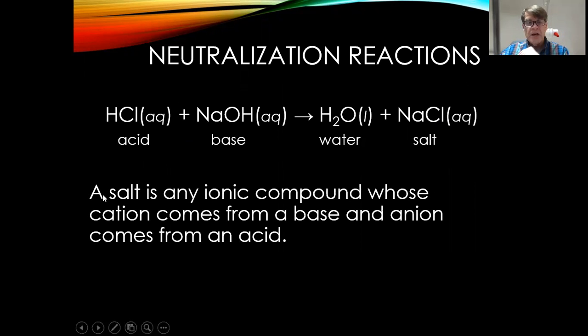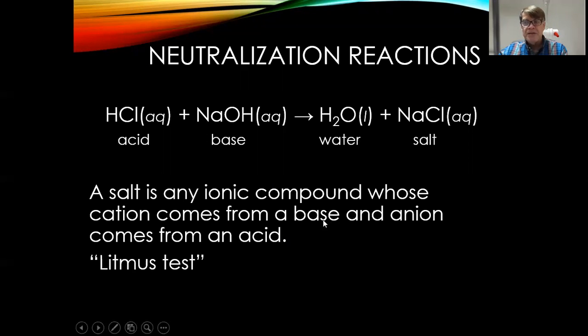In chemistry, a salt is any ionic compound whose cation comes from a base. Cation. Cats are positive. Yes, so sodium is the cation. And the anion comes from an acid. So chlorine is the anion here. And so sodium chloride. So a salt is any ionic compound whose cation comes from a base and anion comes from an acid. Okay, so now you know the technical definition of a salt. It's not just sodium chloride.